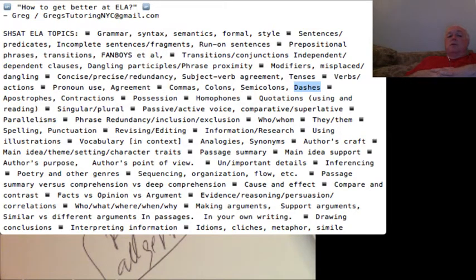You're going to have uses of pronouns, singular versus plural, mixed tenses, active voice versus passive voice. There might be a homophone, which is words like THEIR versus THERE versus THEY'RE. Again, there might be things about contractions and apostrophes. Apostrophes most likely will come up.